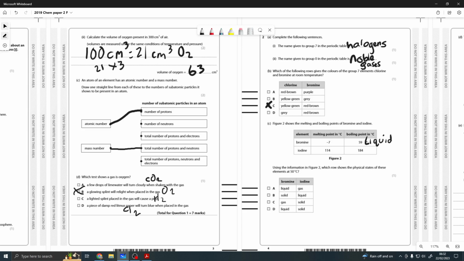Now, melting point of 114. Will this have melted at 50? No. So this one is a solid. Meaning the answer there is D.